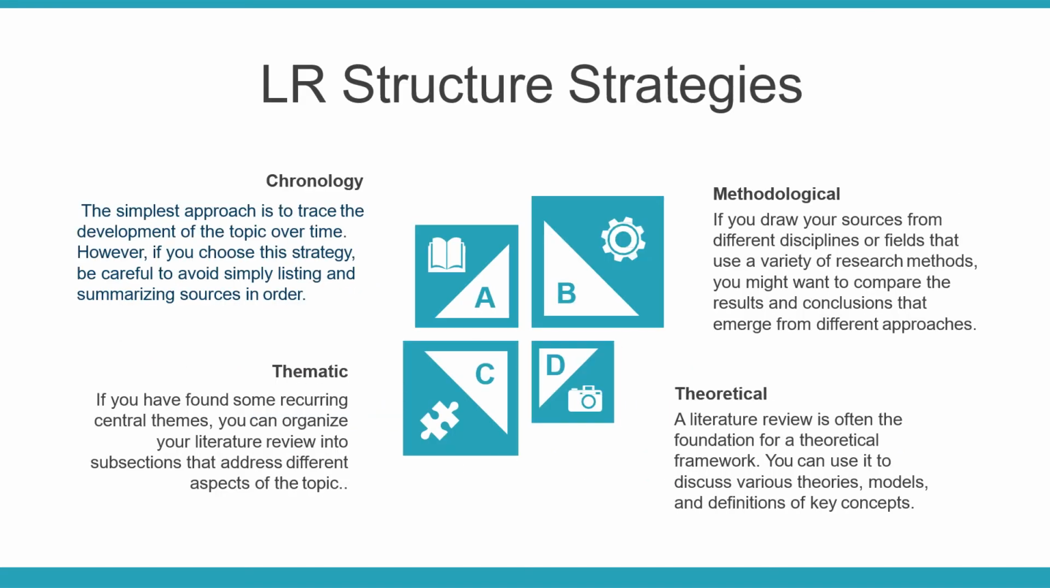Okay, literature review structure strategies. Okay, so A, chronology. The simplest approach is to trace the development of the topic over time. So kita tahu over time siapa mula-mula dia keluar macam mana dulu, and then dah di-improve by siapa, and next time tu cara macam mana, and then improve by siapa pula. However, if you choose this strategy, be careful to avoid simply listing and summarizing sources in order.